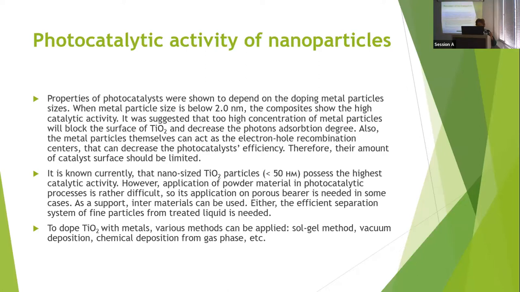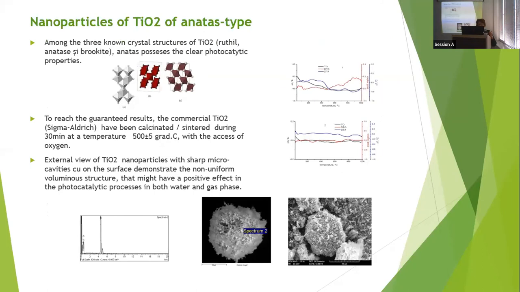It is also known that nano-sized TiO2 particles possess the highest catalytic activity. However, application of powder material in photocatalytic processes is rather difficult. Therefore, its application on a porous barrier is needed in some cases, and as a support, inert materials can be used. To dope TiO2 with metals, various methods can be applied, such as the sol-gel method, vacuum deposition, chemical deposition from the gas phase, and so on.